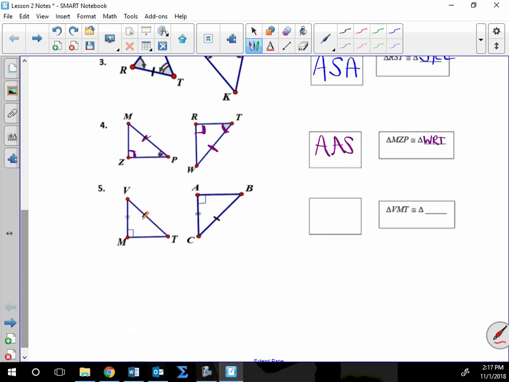We see our hypotenuses. Our hypotenuses are congruent. We have a set of legs congruent. These are right triangles, so these are congruent by hypotenuse leg. And that would be triangle VNT matches up with CAB. Now notice number 4, even though it was a right triangle, could I use hypotenuse leg for that? Why not? What's missing? The leg. We have the hypotenuse, but we don't have the leg.